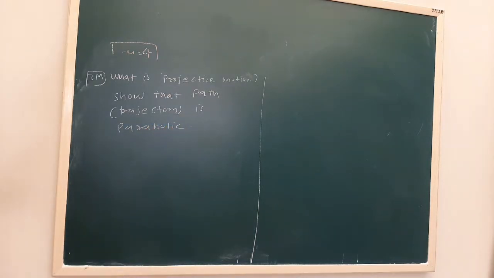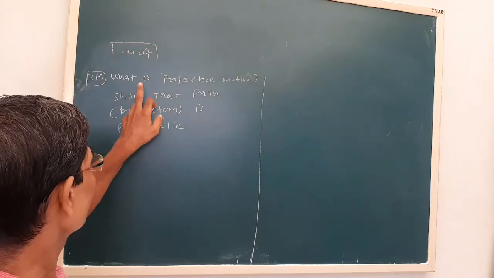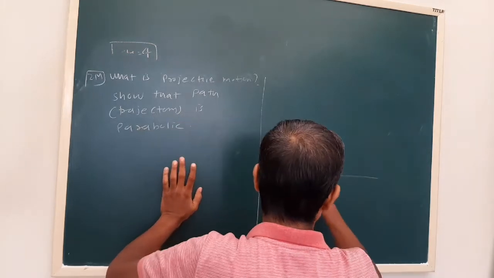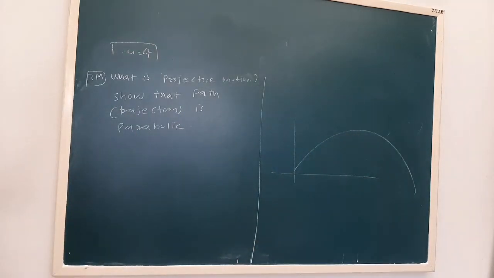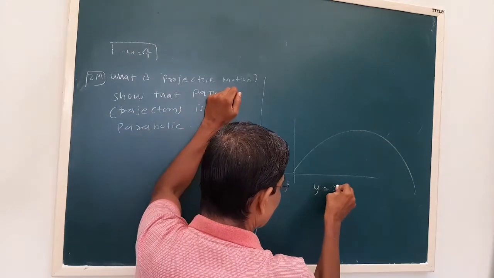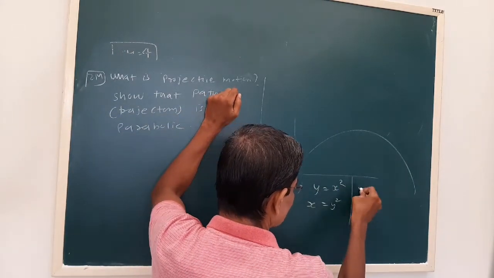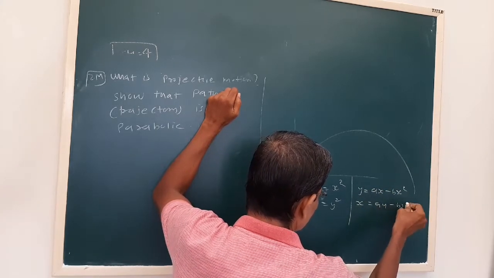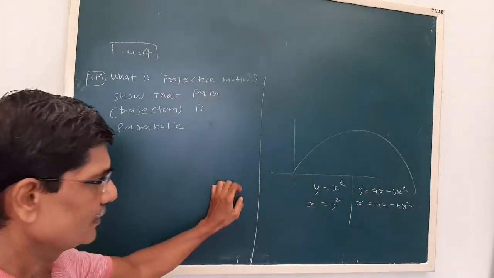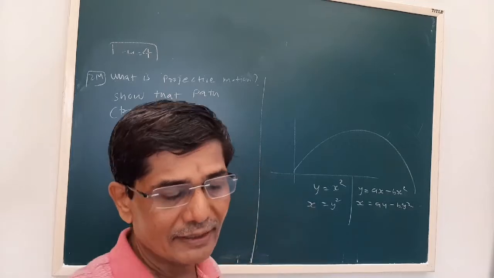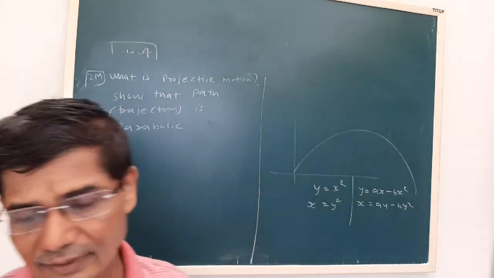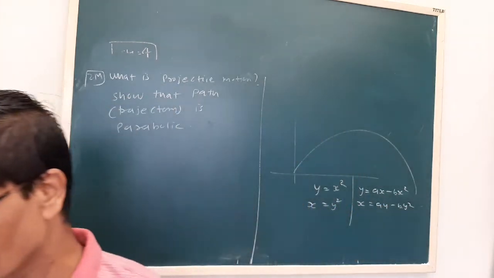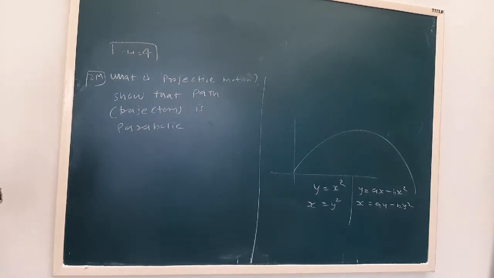See, in the exam the question is asked like this: What is projectile motion? Show that the path or trajectory is parabolic. See the path, as I showed just now, it will be like this. You studied in mathematics the relations y is equal to x square, or x is equal to y square, y is equal to ax minus bx square, or x is equal to ay square. On one side x and on the other side y square, or on one side y and on the right-hand side x square. These four equations are equations of a parabola.